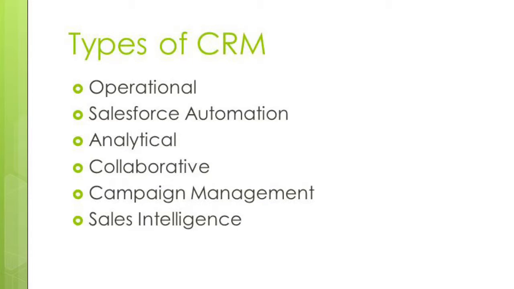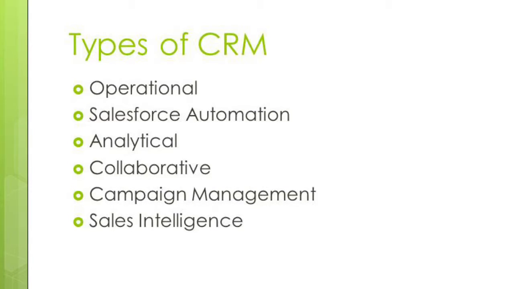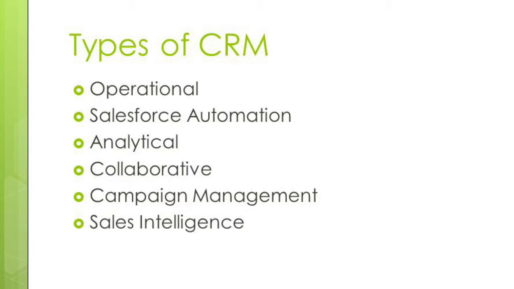Analytical CRM looks at customer data to help establish sales marketing strategy. Collaborative CRM integrates data with customers and vendors to allow them a view into who your leads are and what you're trying to sell and what you can sell. Campaign management tracks the campaigns and helps target specific customers for specific products. And finally, sales intelligence allows a company to identify sales trends to help with future strategic decisions.